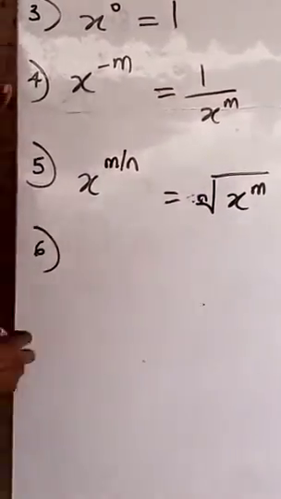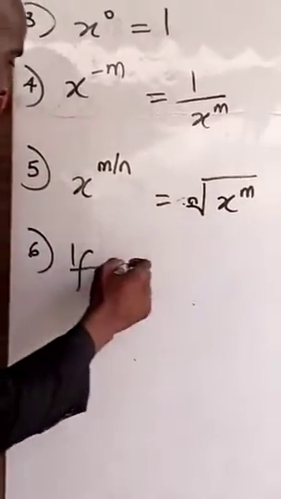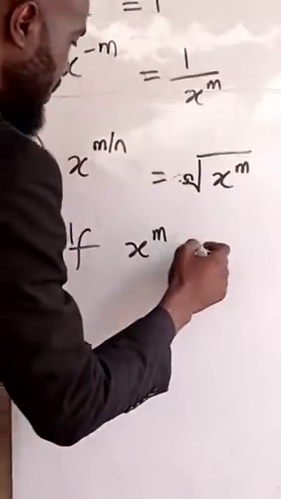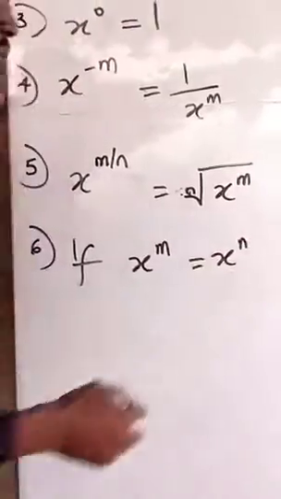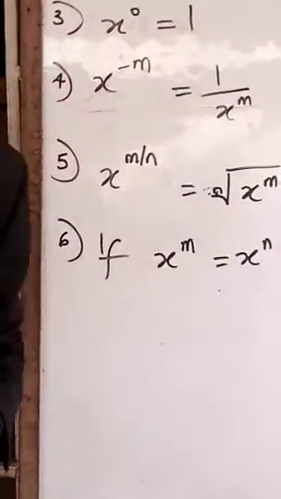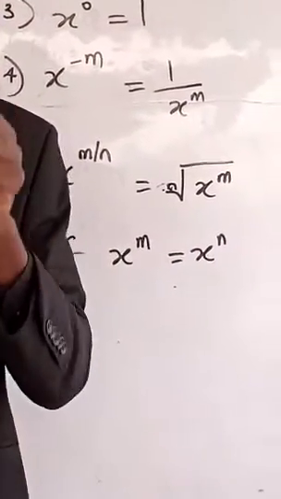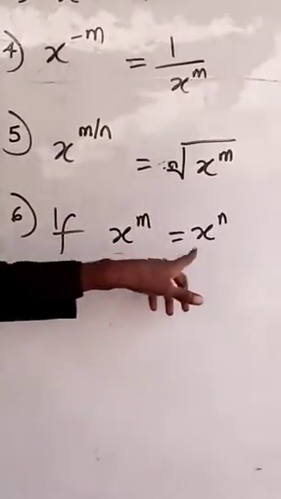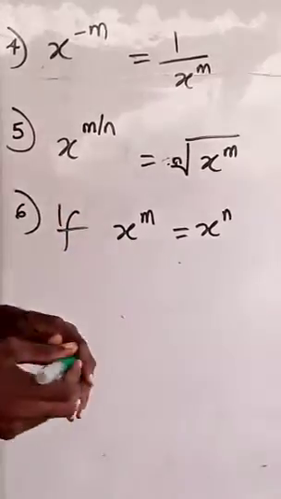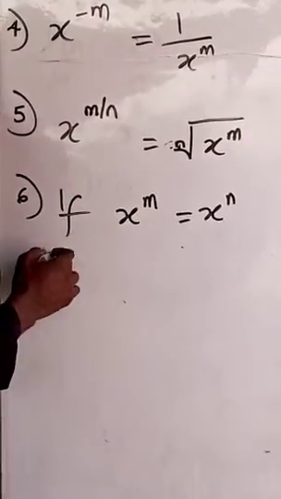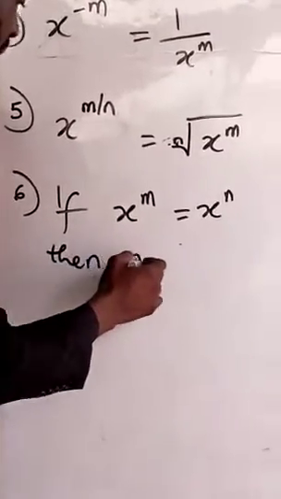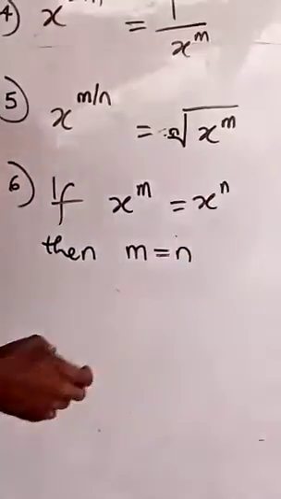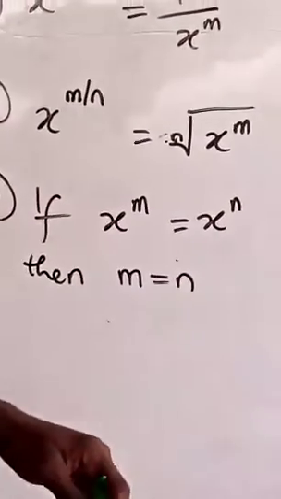Now, if x raised to power m is equal to x raised to power n, you have two indices that are equal to each other, and you notice that the bases are the same. If the bases are the same, for them to be equal, then definitely the powers have to be the same. That's rule 6.